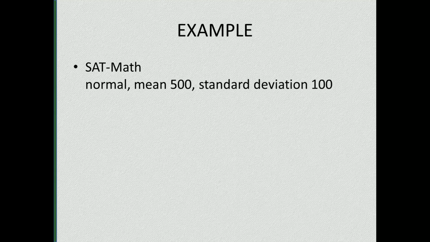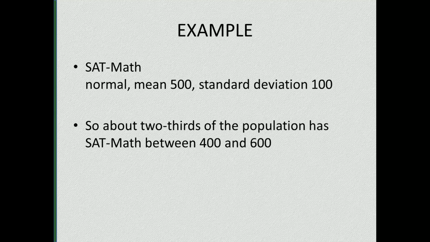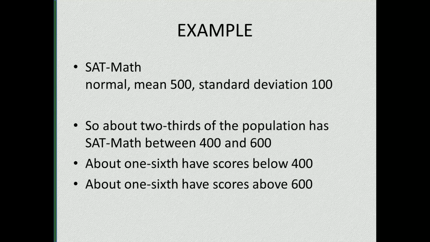And so, for example, SATs are normal, with a mean of 500 and a standard deviation of 100. About 2/3 of the population will have an SAT math score between 400 and 600. The remaining 1/3 of the population, about half of them will fall below that, and about half of them, or 1/6 of them, will fall above that.